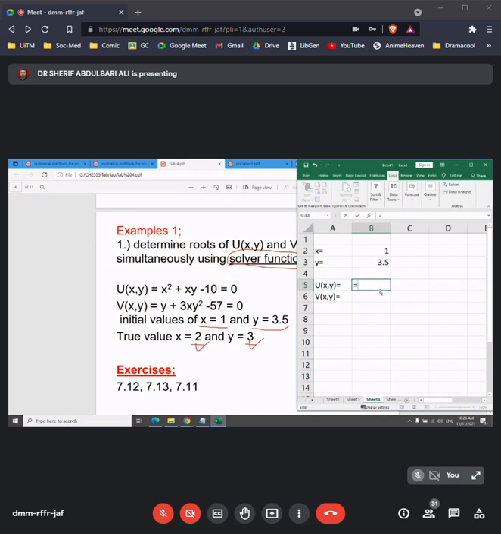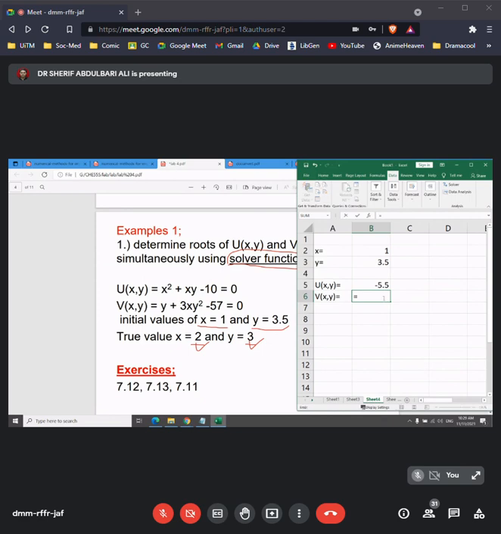My first function is equal to x squared, so that means this value squared, plus x times y, minus 10. Enter. So the answer is negative 5.5. Okay. Second function is equal to what?